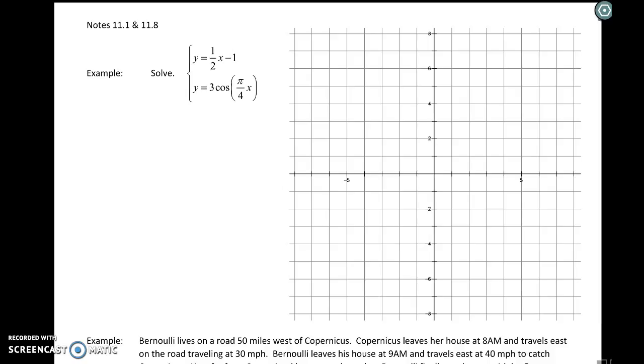This one here, solve this system. They're both solved for y, so if you plug this one back into here, you get 1/2 x minus 1 equals 3 cosine (pi/4)x. The problem with this is you have an x inside a cosine and an x outside the cosine. You're not going to be able to solve this by hand. Let's say we divide by 3.